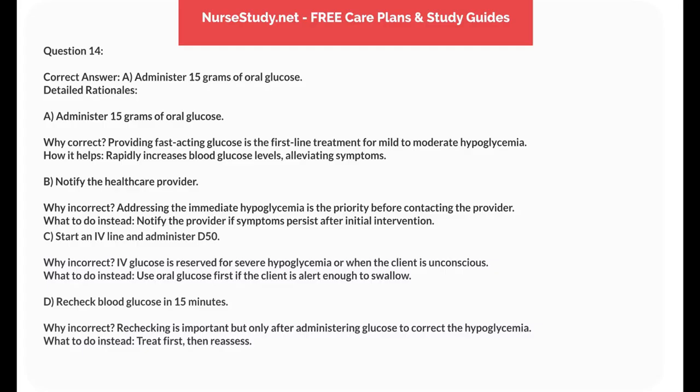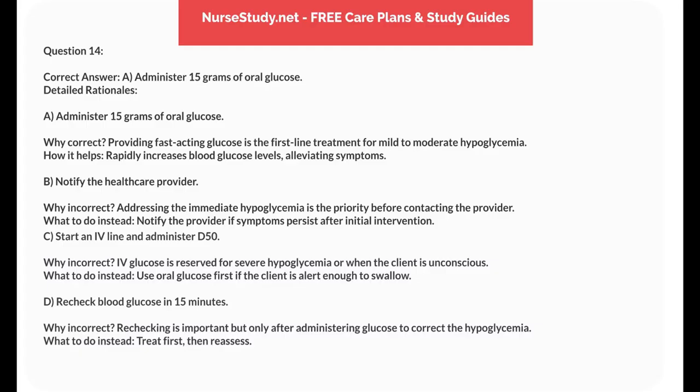Detailed rationales. A. Administer 15 grams of oral glucose. Why correct? Providing fast-acting glucose is the first-line treatment for mild to moderate hypoglycemia. How it helps: rapidly increases blood glucose levels, alleviating symptoms. B. Notify the healthcare provider. Why incorrect? Addressing the immediate hypoglycemia is the priority before contacting the provider. What to do instead: notify the provider if symptoms persist after initial intervention.